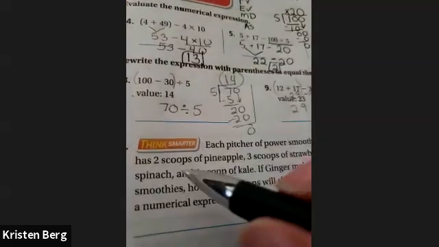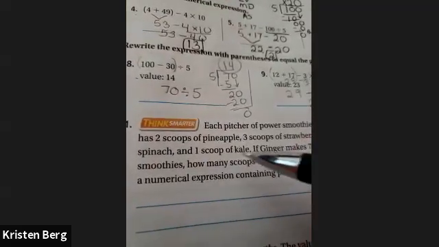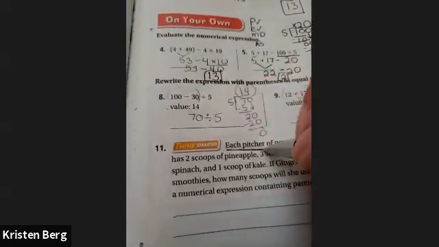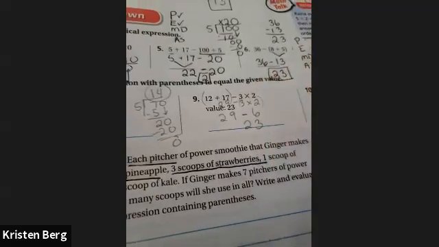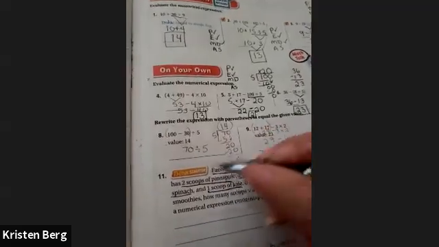Here we go. The next one is each pitcher of a power smoothie that Ginger makes has 2 scoops of pineapple, 3 scoops of strawberries, and 1 scoop of spinach and 1 scoop of kale. If Ginger makes 7 pitchers of this smoothie, how many scoops will she need in all? So here is one of those things again. It's saying 1 pitcher, 1 batch of this power smoothie doesn't just need 2 scoops of pineapple, but it needs 3 scoops of strawberries and 1 scoop of spinach and another scoop of kale. So that's just for 1.